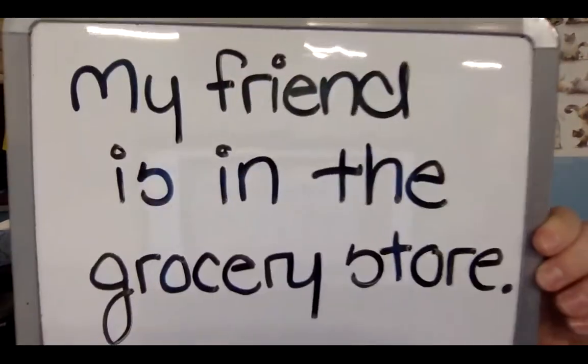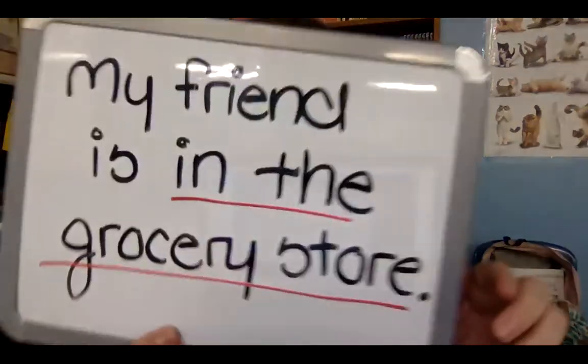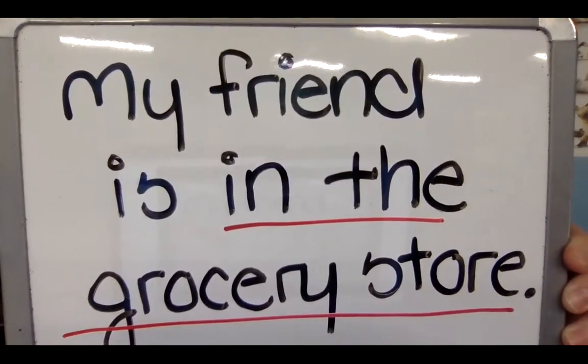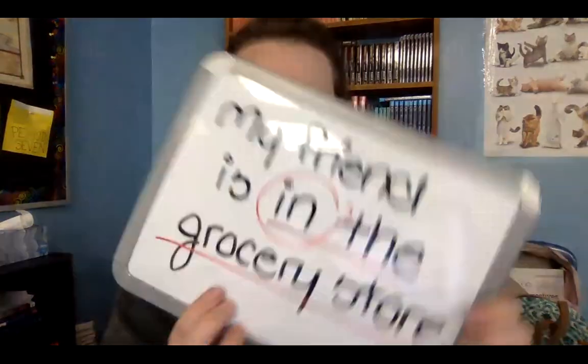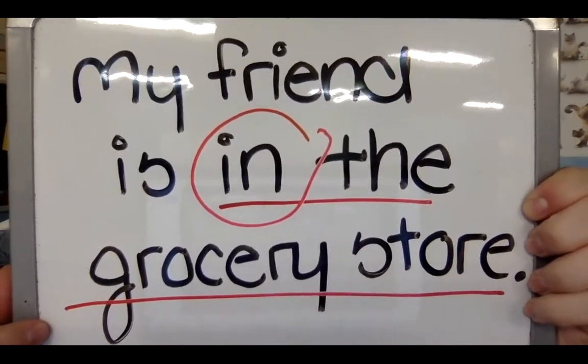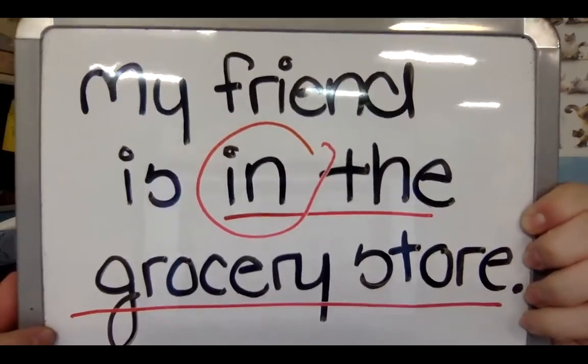So in the case of the example sentence I showed you earlier, my friend is in the grocery store, my prepositional phrase would actually be in the grocery store. It's that end part of the sentence. So it starts with the preposition, which I'll circle, starts with the preposition in and ends with the object of the preposition, which is the grocery store. In the grocery store.